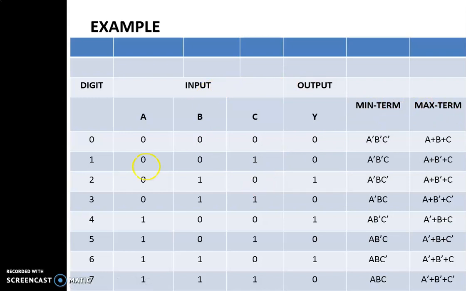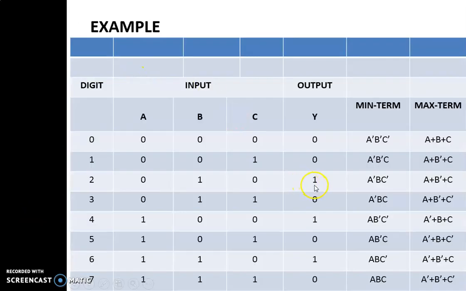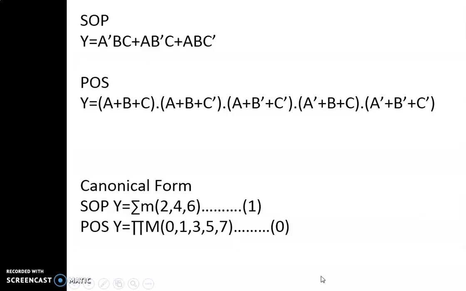For the output equation, for SOP form and POS form we have to consider the output column. Whatever the ones in the output column, we consider for SOP form, and whatever the zeros in the output column, we consider for the POS form. So in this way we can represent the SOP form and POS form.